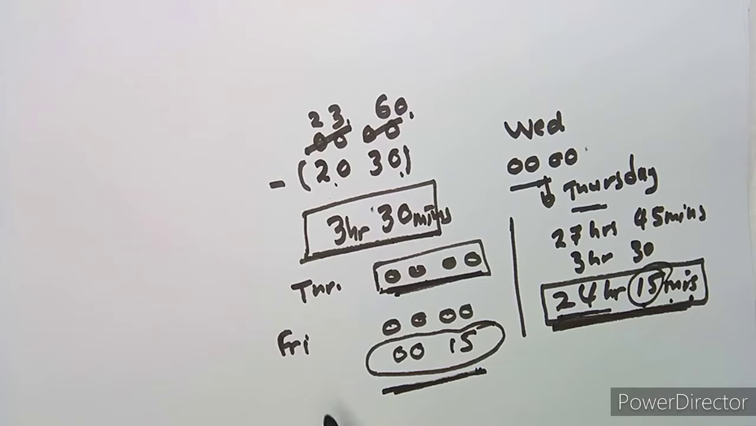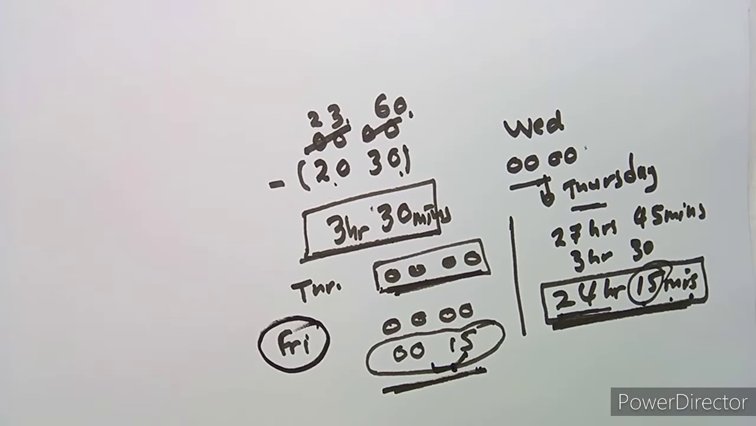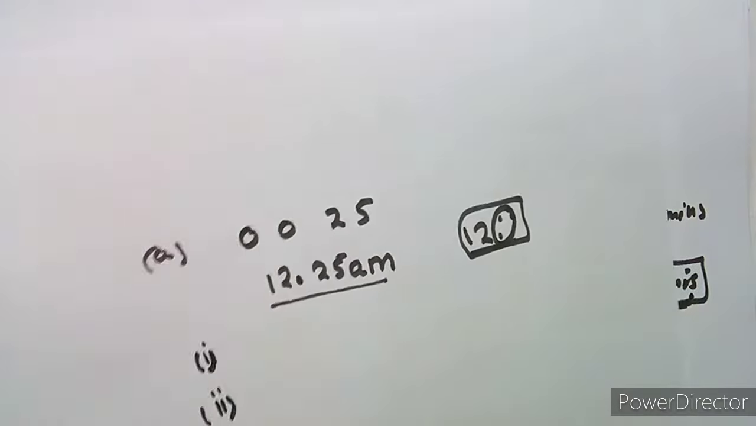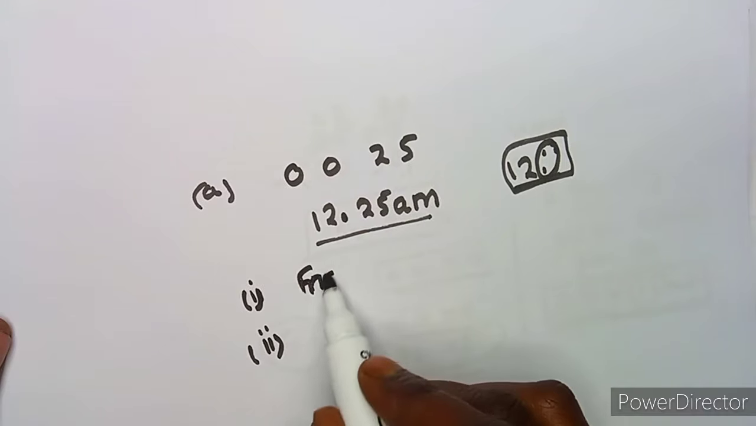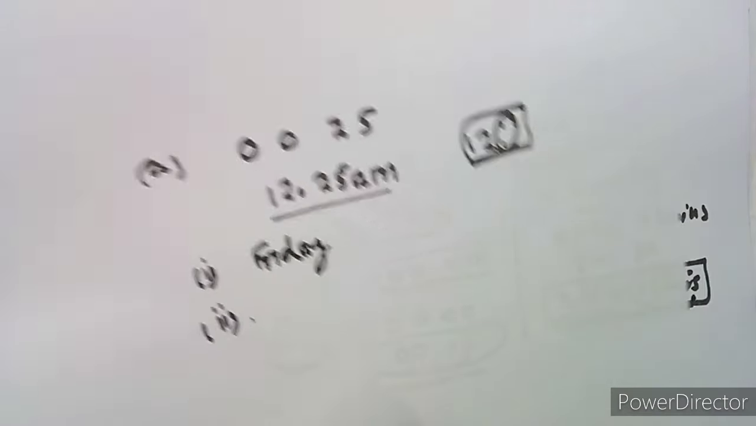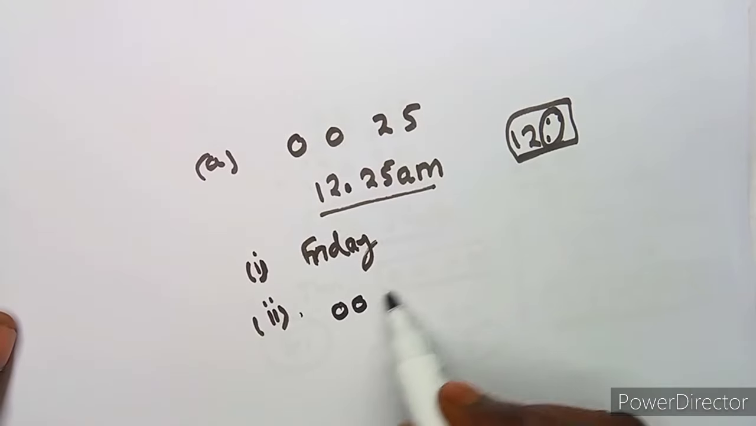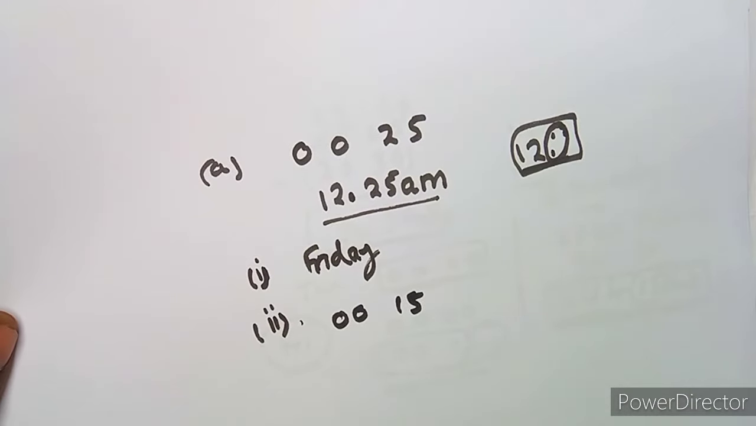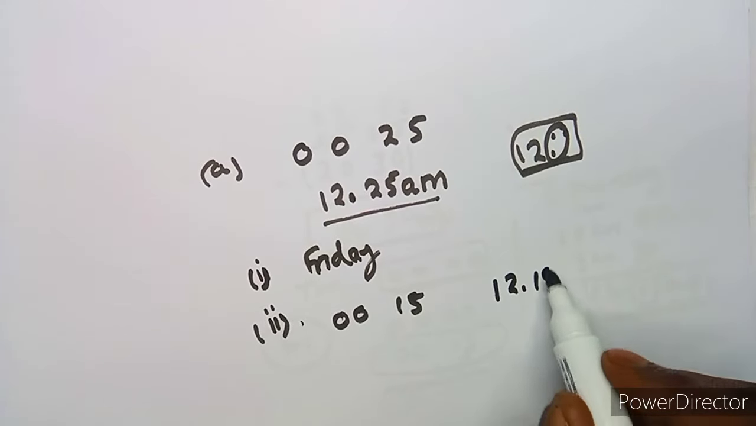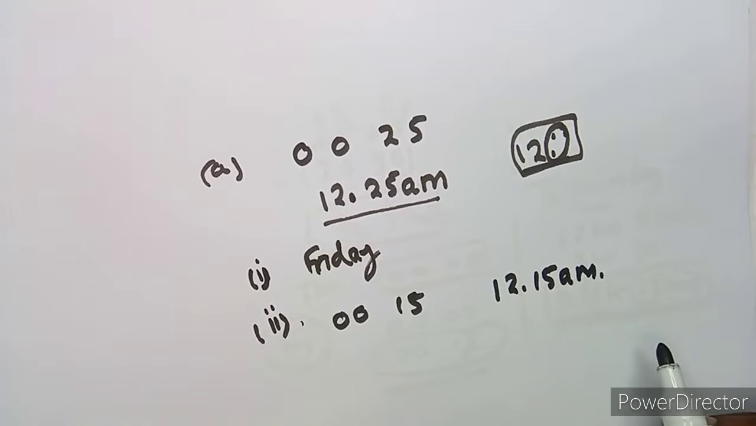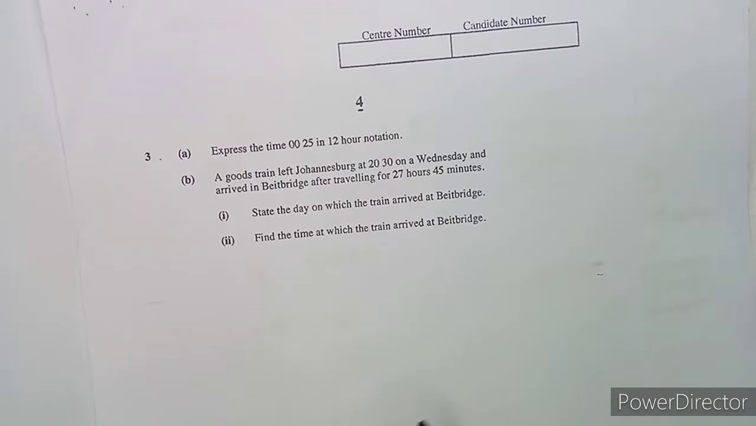So now, as we can see, we have the time in 24-hour notation, which means also we know the day when it arrived in Bedbridge. So we have got the answer for item 1, which we had before, which is Friday. So it did arrive on Friday, and the time is 00:15 hours, or you can write it in a 12-hour clock. In fact, we are not told which notation to write the time in, they just say time. So you can write this as 12:15 a.m. because this is in the morning. All right, so that's what we had, guys, on this part.